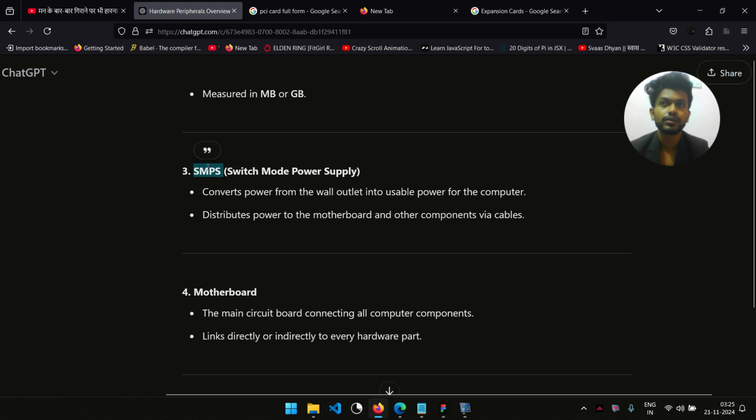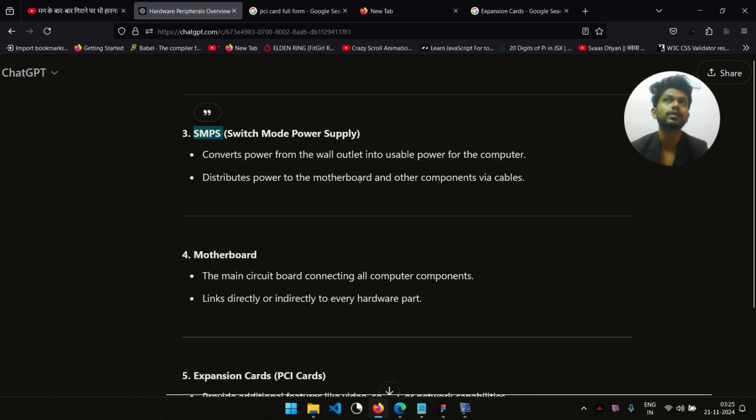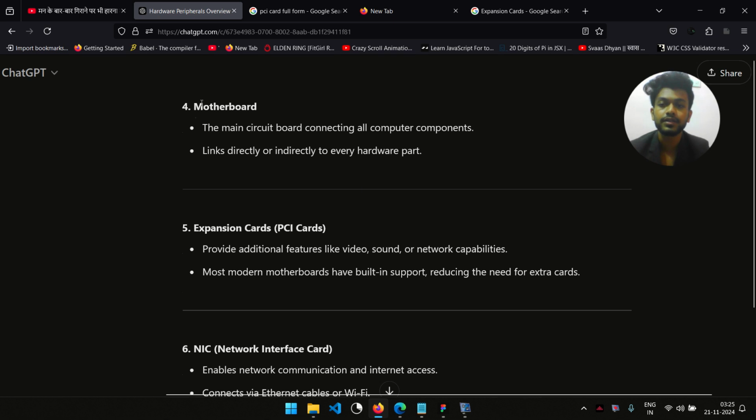SMPS, switch mode power supply, converts the outlet power supply to usable power for the computer and distributes the power to the motherboard and the components by cables. You have seen the cables as well.